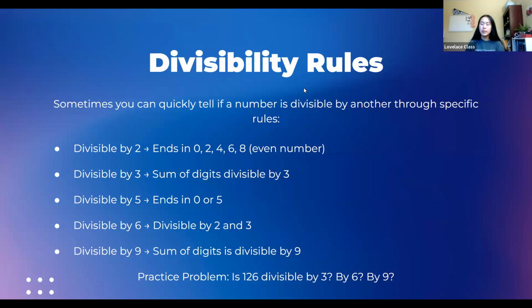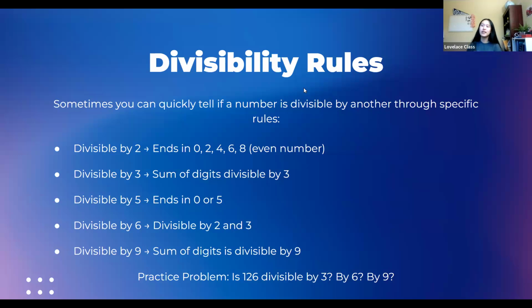And then divisible by 5 is if it ends with 0 or 5. Like 10 is divisible by 5 because it ends with 0. 15 is divisible by 5, it ends with 5. But 17 is not divisible by 5. So 5's rule is relatively easier on that end.